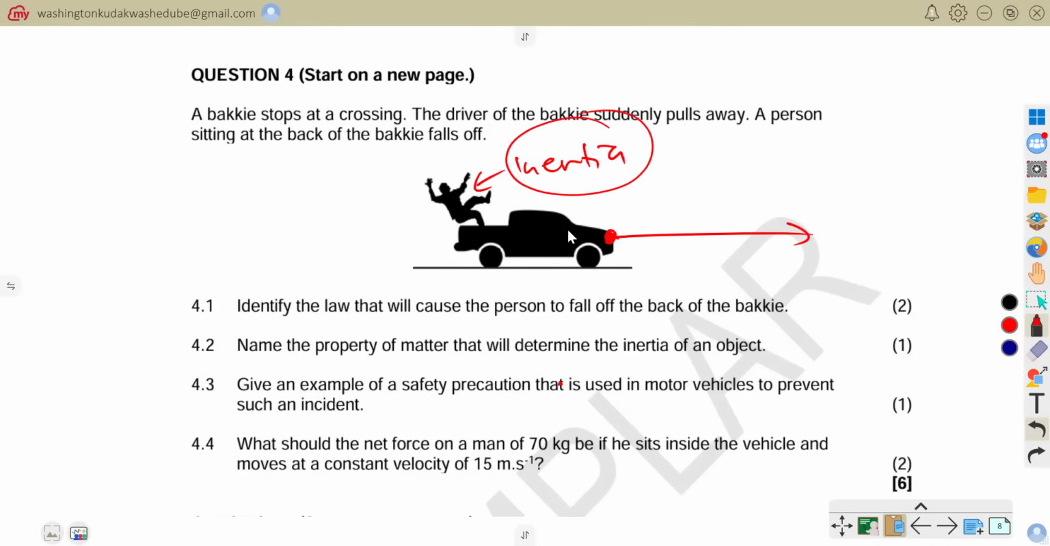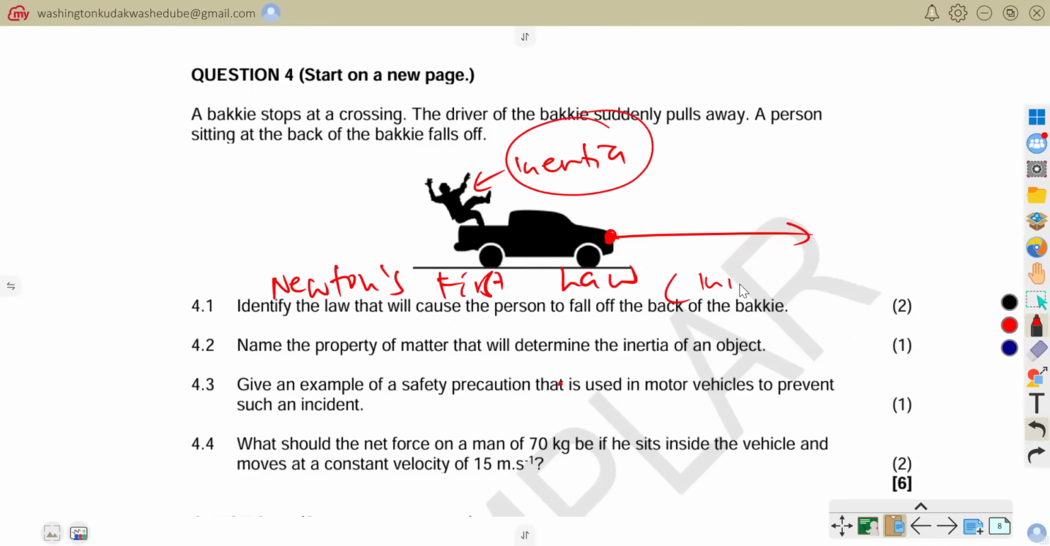Now they're saying identify the law that will cause the person to fall off the back of the buggy. That is Newton's first law. They wanted us to just identify that law. They didn't want us to explain anything, but I've given the explanation. So Newton's first law is the law that has to do with what? With the inertia of a body. And that inertia of the body is due to the mass of that body.